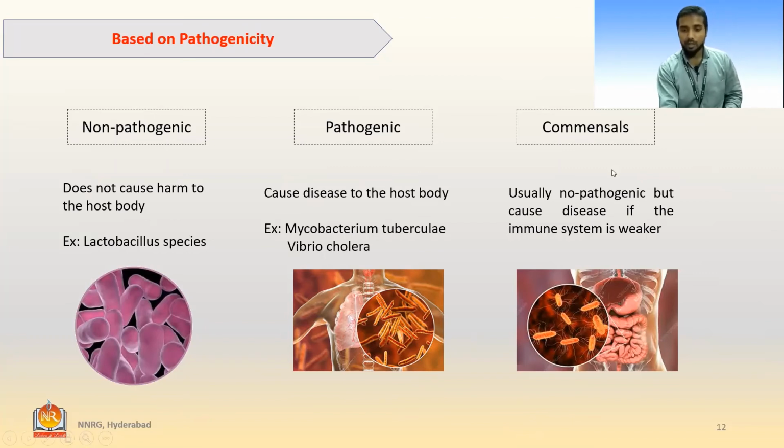And commensals. What are commensals? These are non-pathogenic microorganisms. They can be either helpful or harmless or cause harm. How is it happening? Commensals are those which are symbiotic with the host organism and don't cause any harm to the body. But when the immune system of the host is decreased, these organisms can cause diseases. Okay. The best example for the commensals can be E. coli, which is in our intestine.